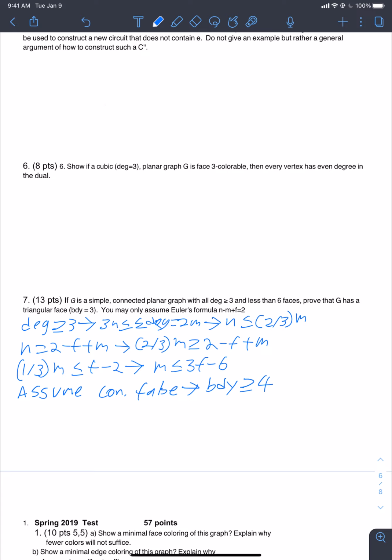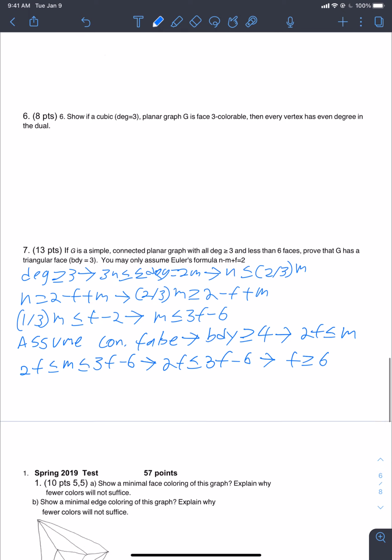With this, we can get the sum of the boundaries, and that gives 2f is less than or equal to m. Combining that with the earlier result, we have 2f is less than or equal to m, which is less than or equal to 3f minus 6. So 2f is less than or equal to 3f minus 6, or f is greater than or equal to 6, which is a contradiction because there are less than 6 faces. Since this is false, the original conclusion was actually true.